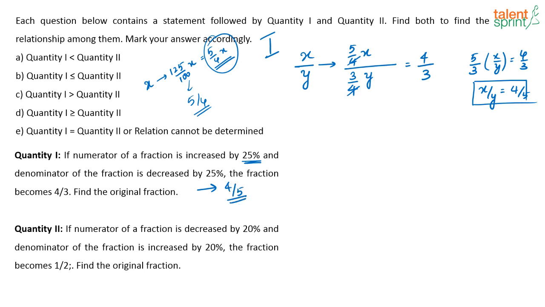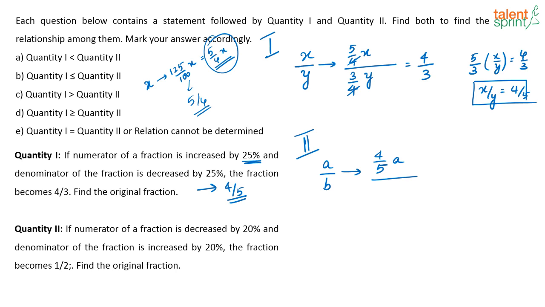Now second one, what is the second quantity here? If the numerator of a fraction is decreased by 20%. So let me take the second fraction to be a by b. Okay, and here the numerator is decreasing by 20%, or the numerator is now 80% of its actual value. What is 80% in terms of fractions? 4 by 5. So a has now become 4 by 5 times a. 4 by 5 is nothing but 80% or 0.8a.